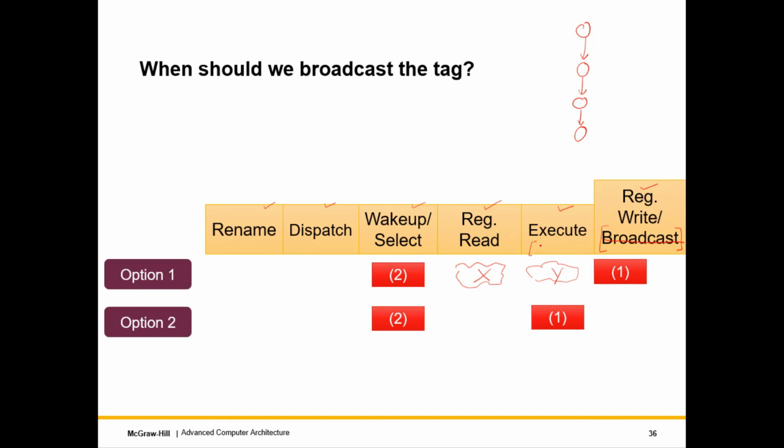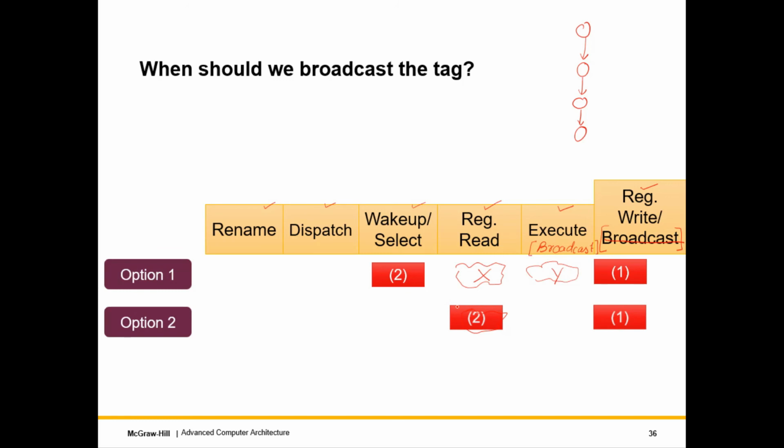Another approach could be that we broadcast the tag along with execute. If we broadcast the tag along with execute, what will happen is that we can reduce this delay a little bit, right? So we are of course assuming that we broadcast at the beginning of the cycle, and then it immediately catches it, it wakes up and selects, right? That's what you are assuming all happens in the same cycle. So even if this does happen, there is still a 1-cycle bubble. So this is again not acceptable to us.